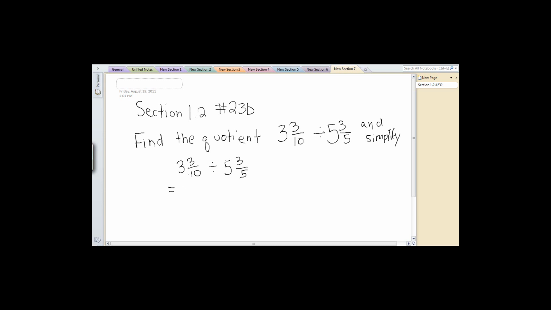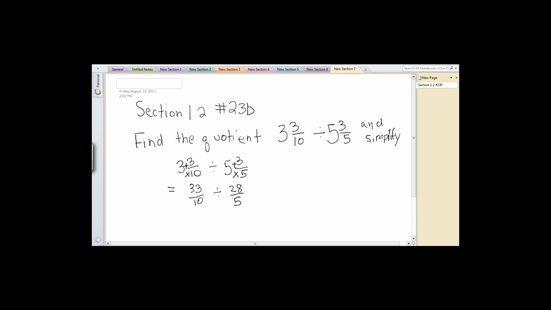The shortcut is to say 10 times 3 plus 3, 33 over 10, and then we have 5 times 5 plus 3, that's 28 over 5. That's how most of you have seen it. 5 times 5 plus 3 is the 28, and again, the 10 times 3 plus the 3 is the 33.